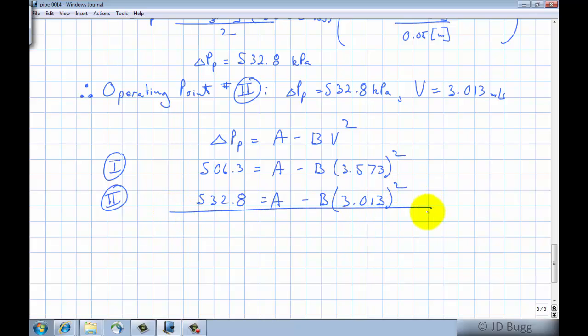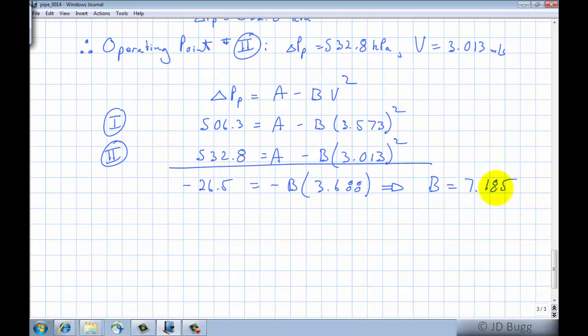So I have 2 equations with 2 unknowns. So I'm going to subtract these 2 equations. Left-hand side, I get minus 26.5. A minus A disappears. Over here, minus B, that squared minus this squared is 3.688. So this gives me a B equal to 7.185. So I can take that B and put it into either one of these equations to solve for A.